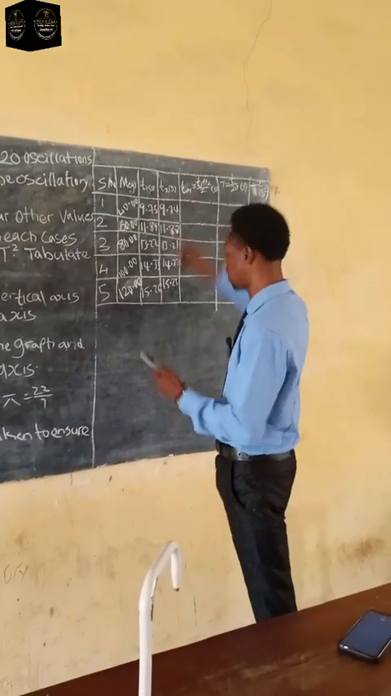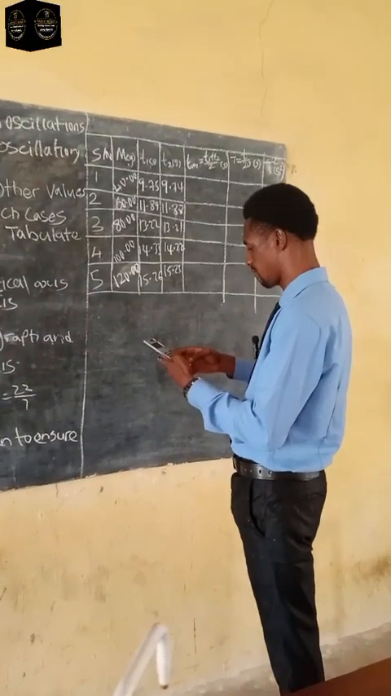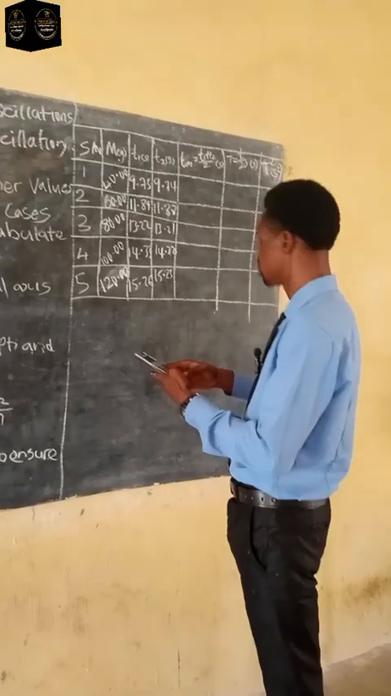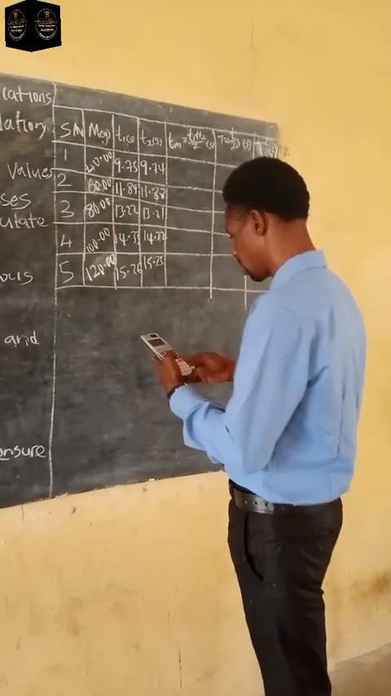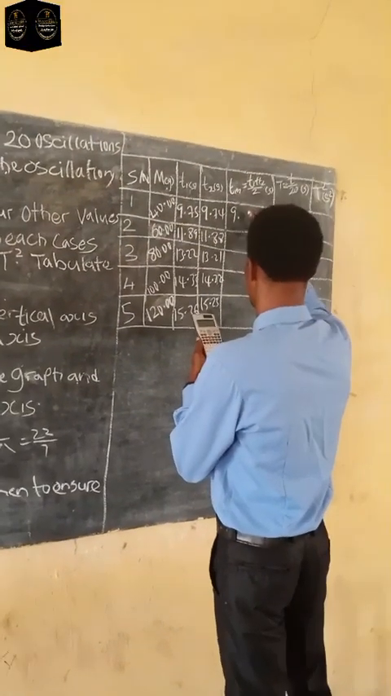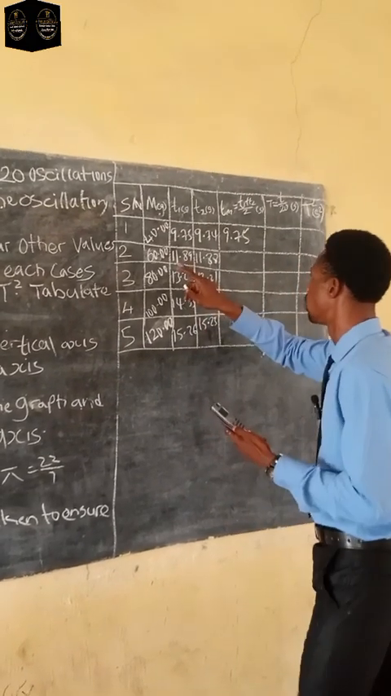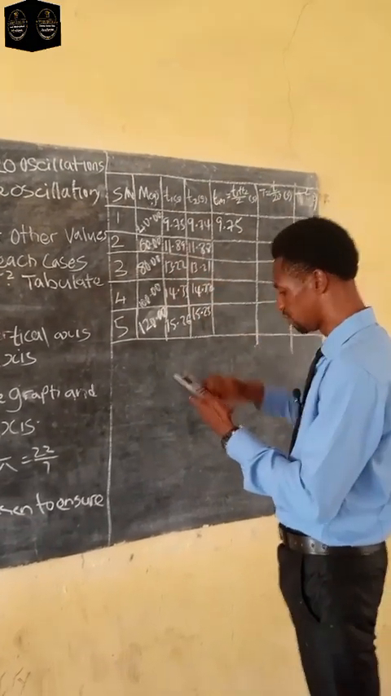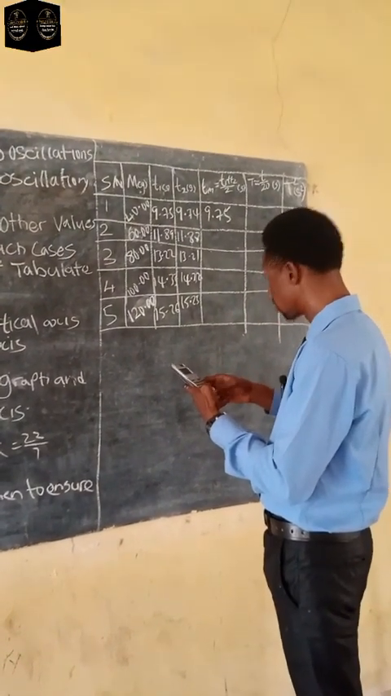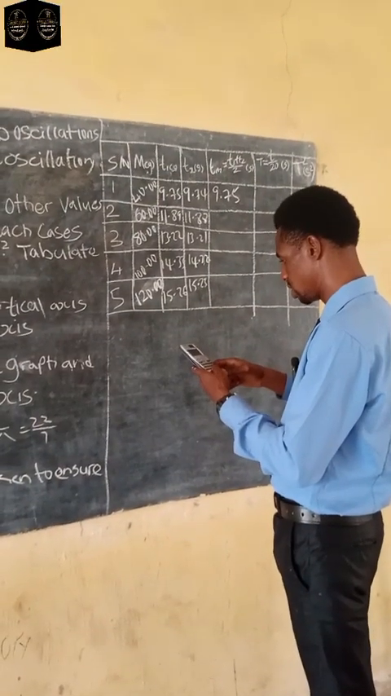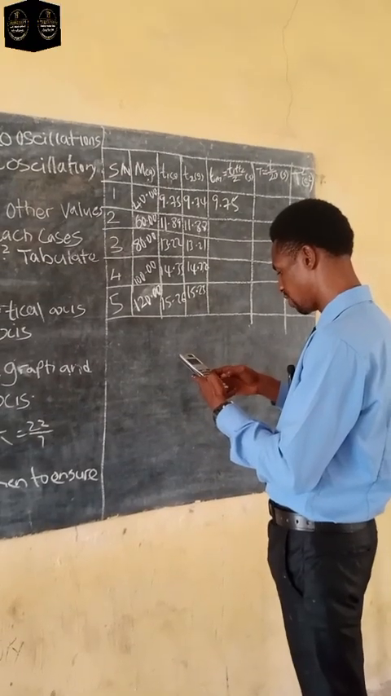So to get my average time, I'm going to add this one divided by 2. So I have what now? That is 9.75 plus 9.74, divided by 2. So that gives me 9.75. So I will do this also: 11.89 plus 11.88, so I'll divide it by 2.